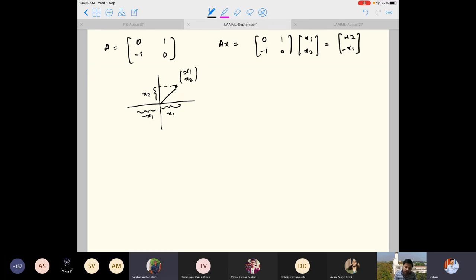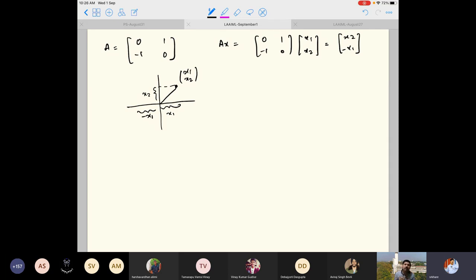So what is the angle between the vectors? You can also see, 90 degrees. And which direction are they being rotated? Clockwise. Clockwise, correct. So in the clockwise direction, 90 degrees, they are rotated and you get this particular matrix, right?